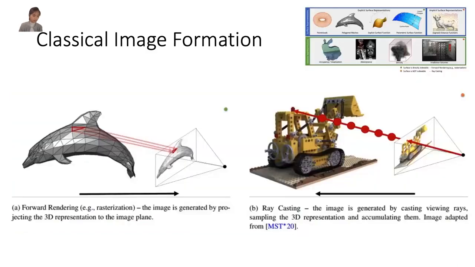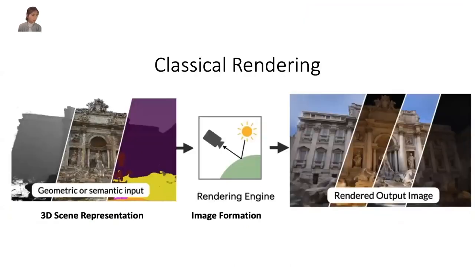Now, on the other end, the image formation end, the graphics community has dedicated significant effort to develop efficient and realistic rendering engines. They can be primarily divided into rasterization and ray tracing. Rasterization is based on projection and is widely adopted in real-time rendering applications such as games. And on the other hand, ray tracing models the physics of the light transport. So it can produce very realistic images, but is very expensive computationally.